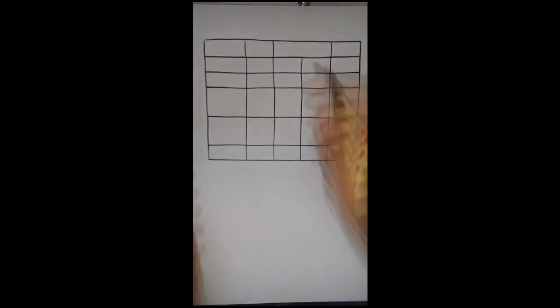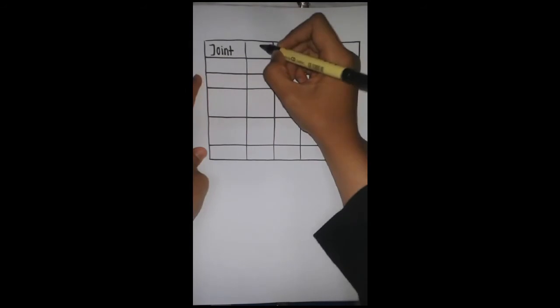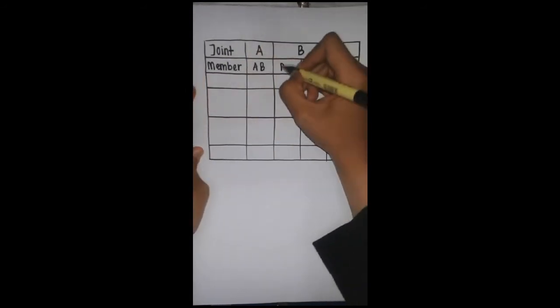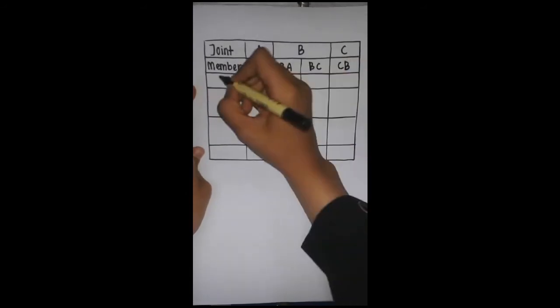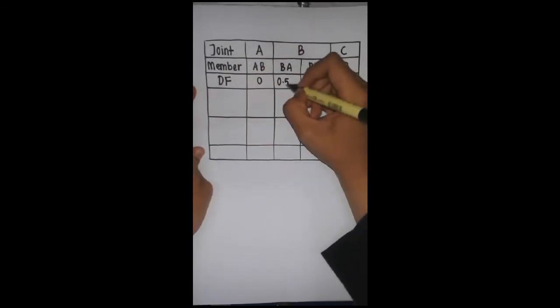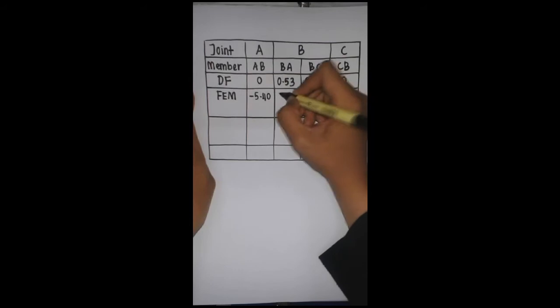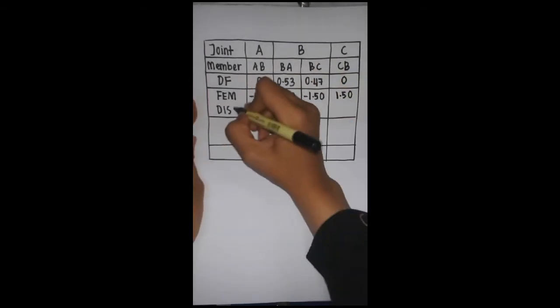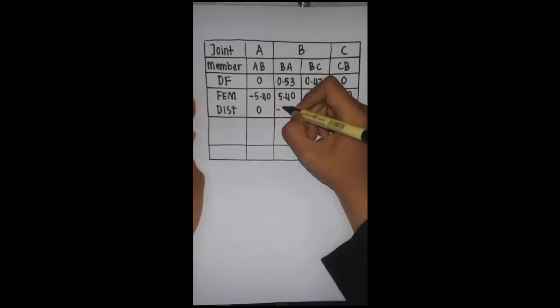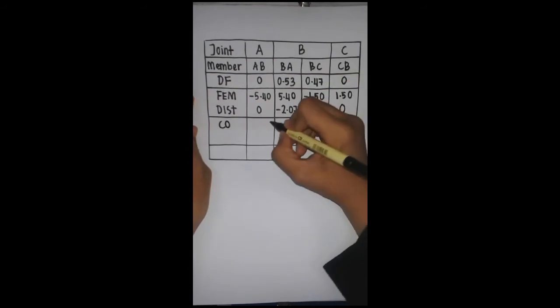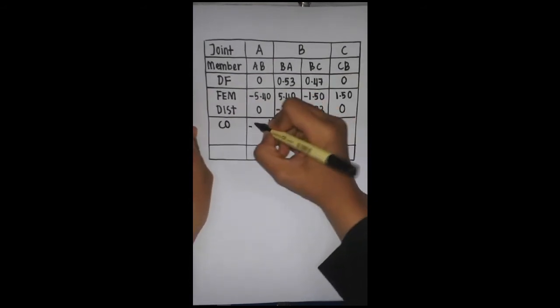We move to the next step to find the moment by the moment distribution method. In this step, we tabulate the data in the table. We have 3 joints, which are A, B, and C. For the distribution factor and fixed end moment, we must put all the results that we calculated before. To find the distribution of the fixed end moment for every member, we must multiply the value of the fixed end moment by the distribution factor. So the result is shown in the table.